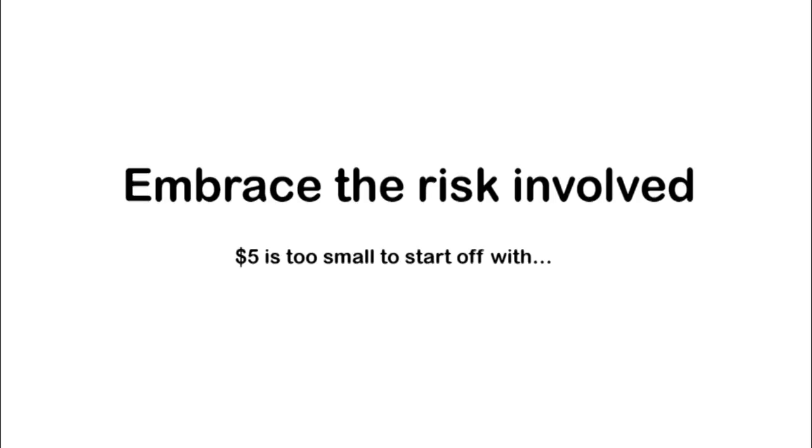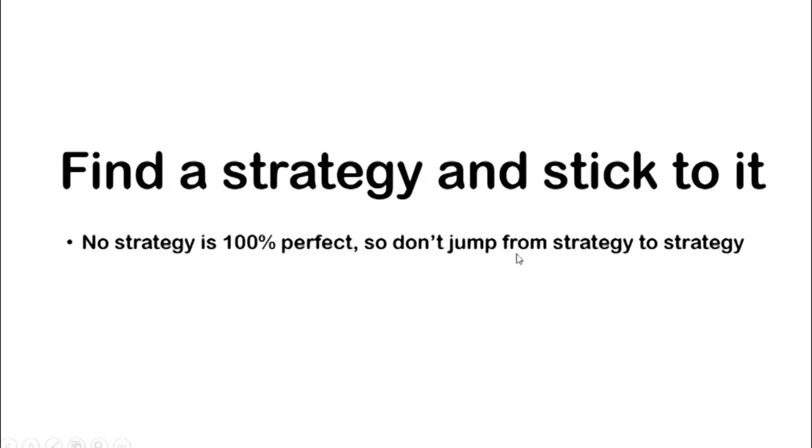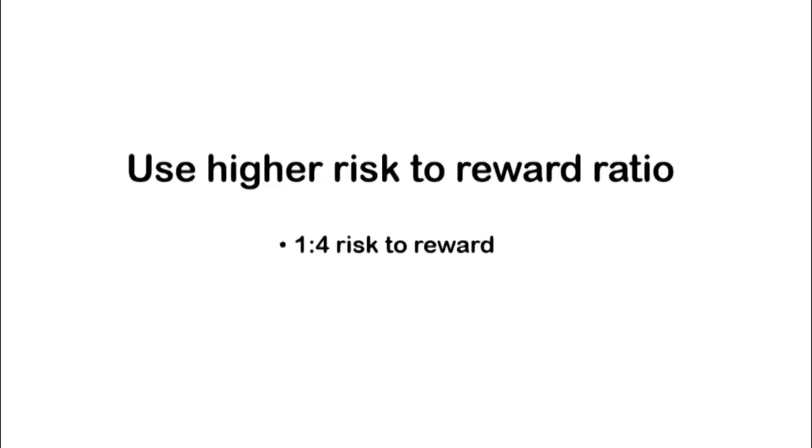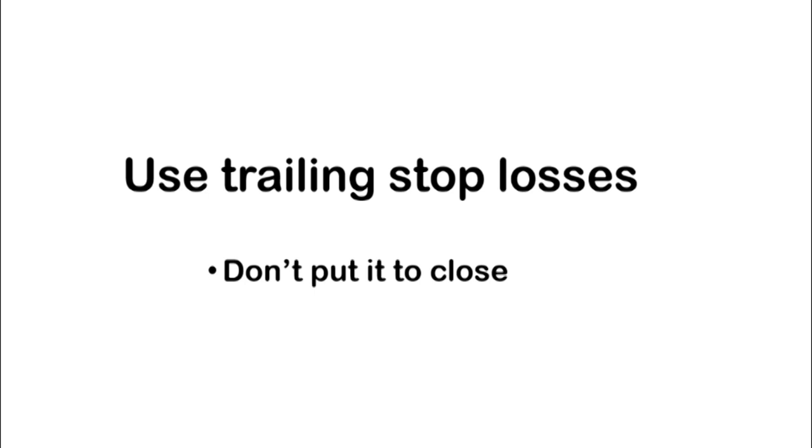So tip number 1, I said embrace the risk involved. You have to understand that $5 is too small, and don't be afraid to get into the trades when you see an opportunity. Tip number 2 is find a strategy and stick to it. There's no strategy that is going to win you 100%, so don't jump from strategy to strategy. Tip number 3 is keep your losses small and winners big. Never ever let your emotions control you, and never ever adjust your stop losses to accommodate more risk. You can adjust your stop losses to close the risk, to get into a risk-free trade, and also use higher risk to reward ratio, and use trailing stops, and don't put them too close to the entry.